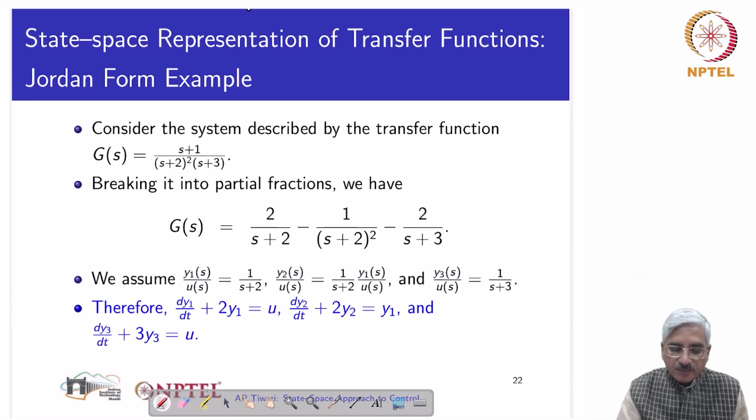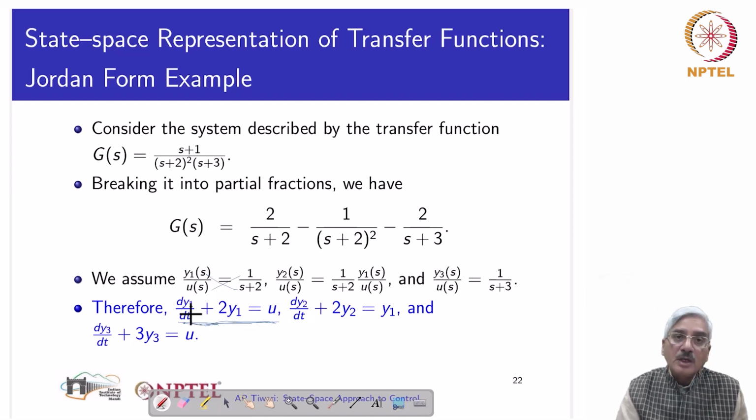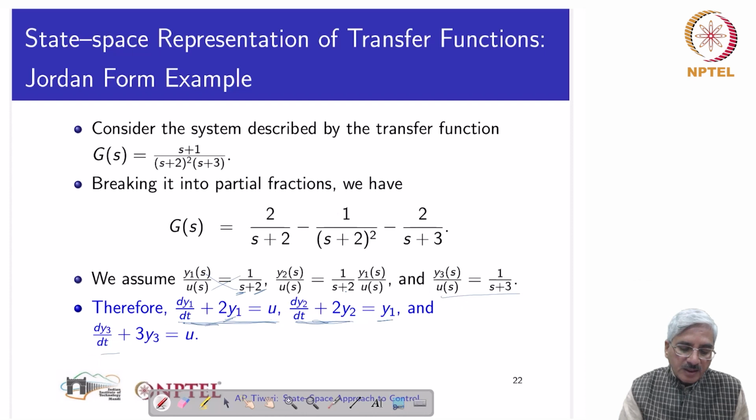Now each one we have to represent by the differential equation. So first one we cross multiply and take inverse Laplace transform. So that gives dy1 by dt plus 2y1. This s gives dy1 by dt. This 2 gives 2y1 equal to u. And dy2 by dt plus 2y2 equals y1. And this one gives dy3 by dt plus 3y3 equal to u.